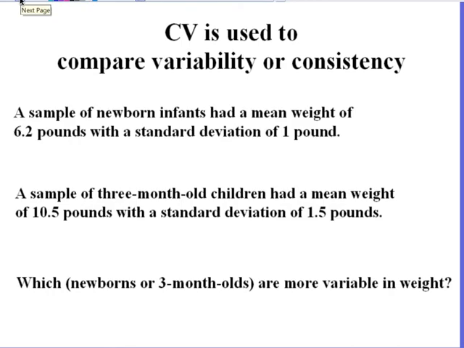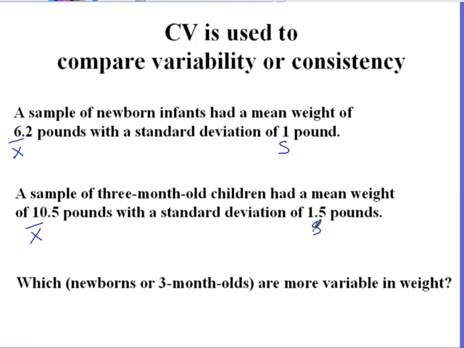Got a slight comparison here. We have a sample of newborn infants that has a mean weight. It comes from a sample, so that's x bar, and a standard deviation S of 1 pound. We're going to compare that to a sample mean of 3-month-olds, which is different than newborns, that has a mean weight of 10.5 and a sample standard deviation of 1.5. Between the newborns and 3-month-olds, which are more variable in their weight, or more scattered than the other?